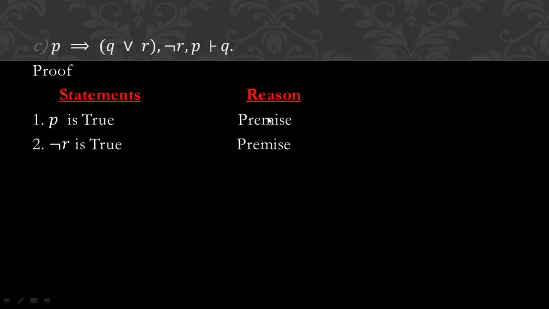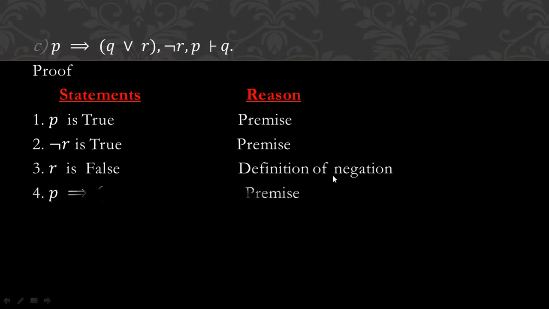The second step: if we take the other premise of this argument, negation of R is true, so R would be false. R is false just because negation of R is true. Therefore, by the definition of negation, R is false.